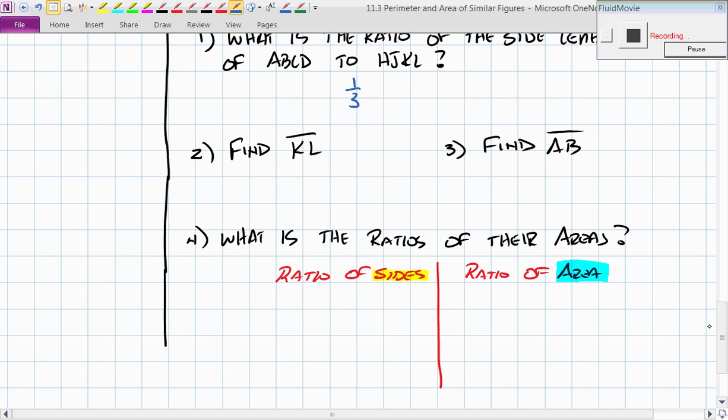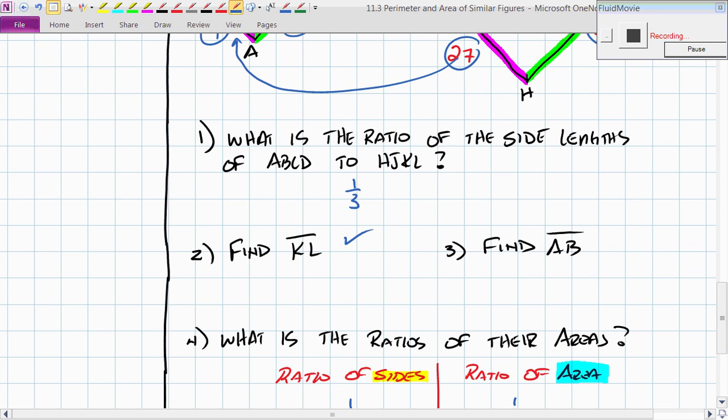And that's the last question down here. So the ratio of their side lengths was 1 to 3. The ratio of their areas was 1 to 9. I'll put that back up. Everything else we found. We found this one and we found that one.